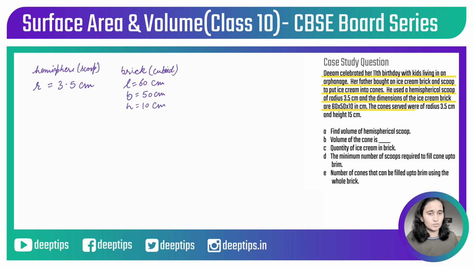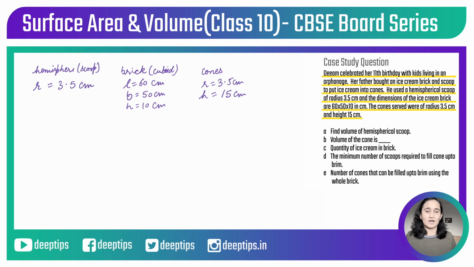Now the cones served were of radius 3.5 centimeter and height 15 centimeter. So here I have my cones. So the radius of the cone is 3.5 centimeter and height is 15 centimeter. So this is all given in the question. Case study questions look big and scary, but actually they have plenty of information given in them and they are very easy to solve.